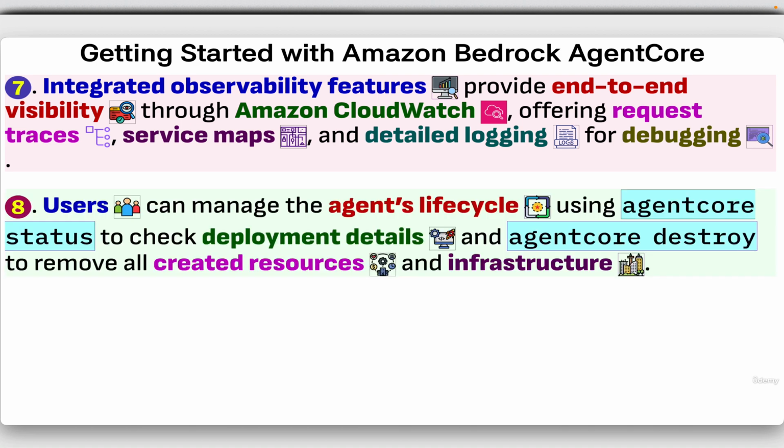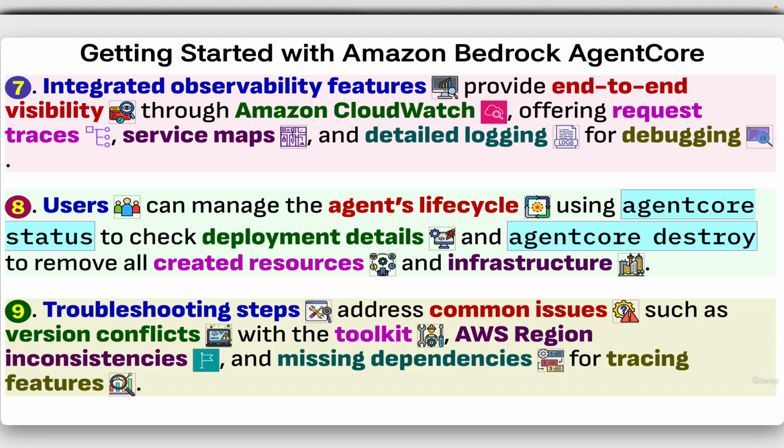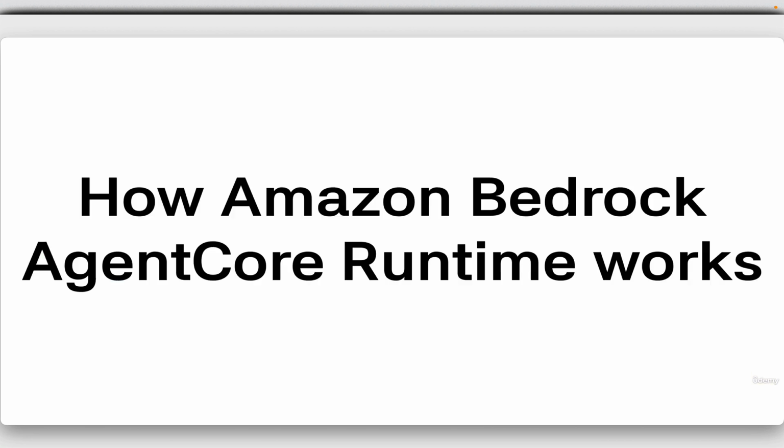Users can manage the agent's lifecycle using AgentCore status to check deployment details and AgentCore destroy to remove all created resources and infrastructure. Troubleshooting steps address common issues such as version conflicts with the toolkit, AWS region inconsistencies, and missing dependencies for tracing features. The next topic is how Amazon Bedrock AgentCore runtime works.